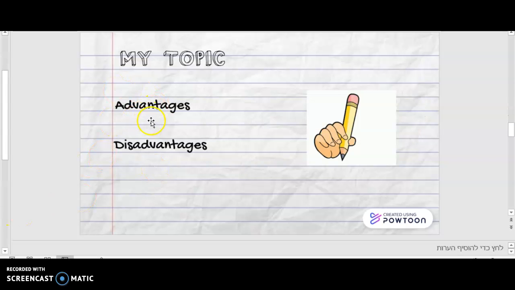You can also write about the advantages, disadvantages, benefits of volunteering, for example, or of social media. So if you choose a topic about social media, Facebook in particular, of course you have to write about the advantages of Facebook and the disadvantages that it may have on people or on the community where you live.